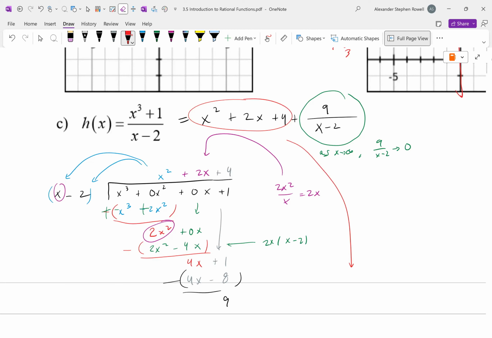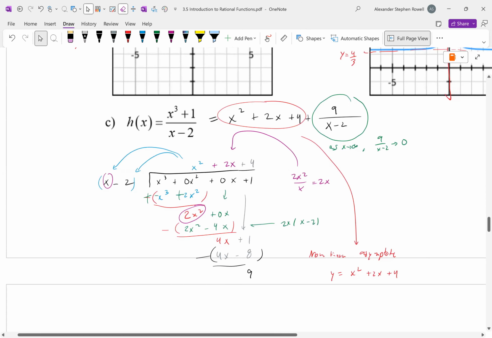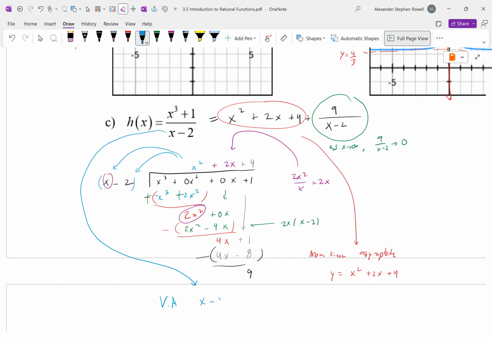We call this a parabolic asymptote, but it's nonlinear. Nonlinear asymptote y is equal to x squared plus 2x plus 4. And we can ignore the other term. It's going to 0 to the far right and far left. Does this have any vertical asymptotes? Good. Once the denominator is 0, x minus 2 is equal to 0 means x equals 2 is our vertical asymptote.